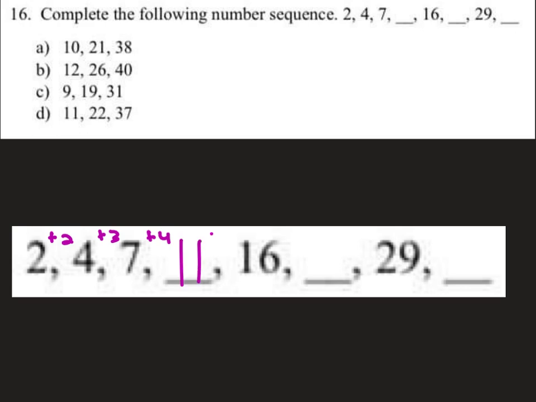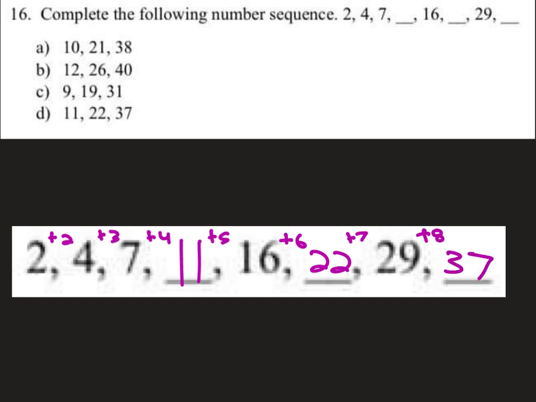Okay. Well, then the next one would have to be plus 5. And 11 plus 5 is 16. Hey, that works great. Plus 5, 16, plus 6. 16 plus 6 is 22. And then the next one would have to be plus 7. And 22 plus 7 is indeed 29. Okay, so the next one would have to be plus 8. And 29 plus 8 is 37.